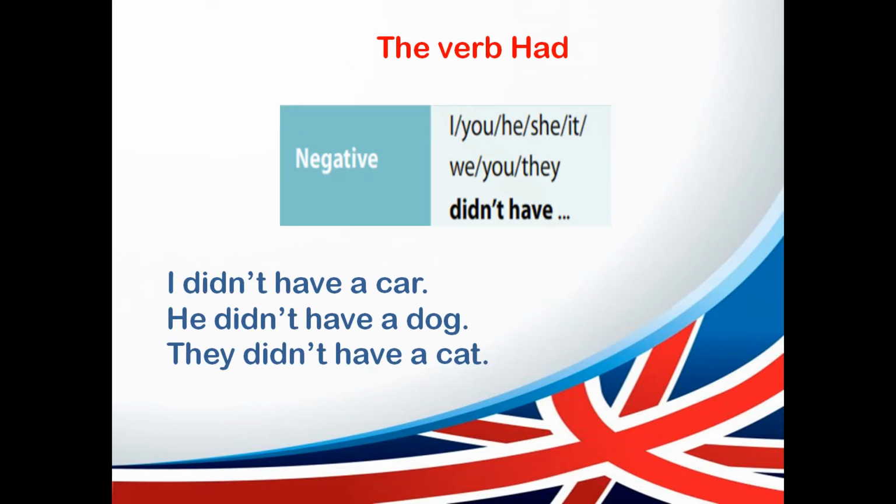We form the negative form with did not, didn't, plus have. For example, I didn't have a car. He didn't have a dog. They didn't have a cat.